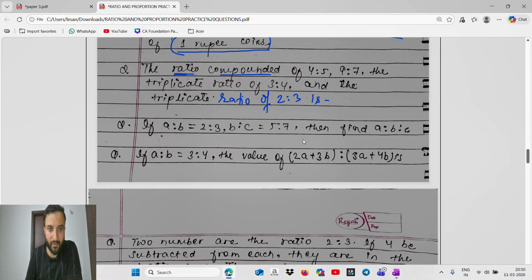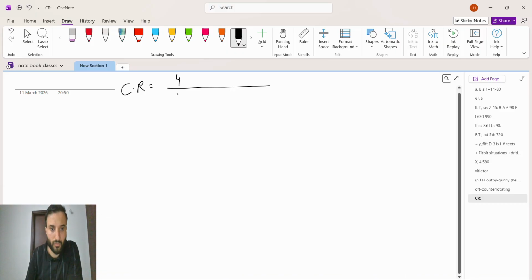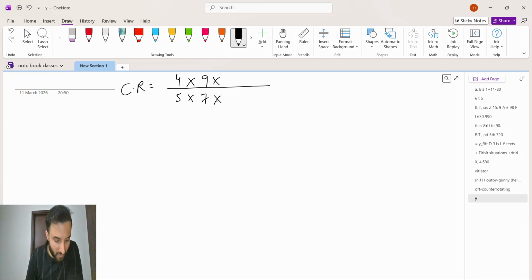So what are the ratios they have given? The ratios 4:5, comma 9:7. Product of antecedents divided by product of consequents. So what I will do, I will write 1 only. Then the triplicate ratio of 3:4. Triplicate means cube. So triplicate ratio of 3:4 means cube: 3 cube is 3 times 3 is 9, 27. 4 cube means 4 times 4 is 16. 3 cube, don't do it on the calculator, 3 into 3 is 9.